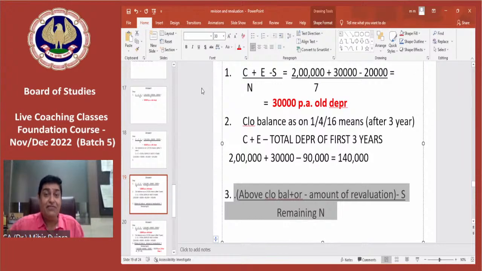Difference answer 20,000, 70,500, 25,000, 25,000, 20,000, 17,500, 45,000, 17,500, 25,000, 20,000. Above closing balance plus or minus revaluation. Don't forget to minus s. लिखा है फॉर्मूला में मेरे दोस्त, लिखा है फॉर्मूला में माइनस s डिवाइडेड बाय रिमेनिंग n.